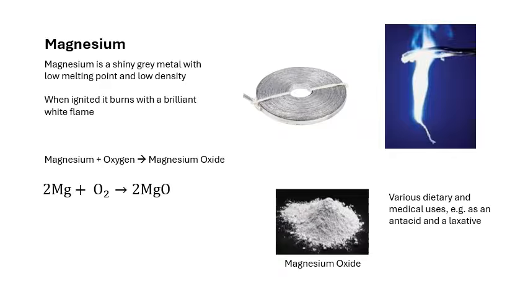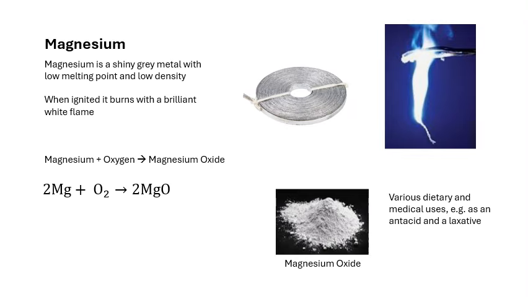Magnesium. I'm sure you've seen magnesium ribbon. Yes, magnesium, a shiny grey metal. It's got a low melting point and a low density. And when you set fire to it, it is very, very bright, a brilliant white flame. So magnesium plus oxygen goes to magnesium oxide. You should check for yourself that these equations are balanced, by the way.